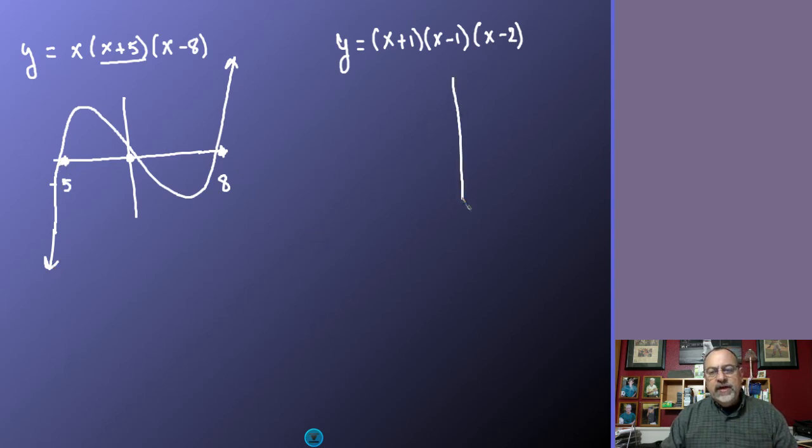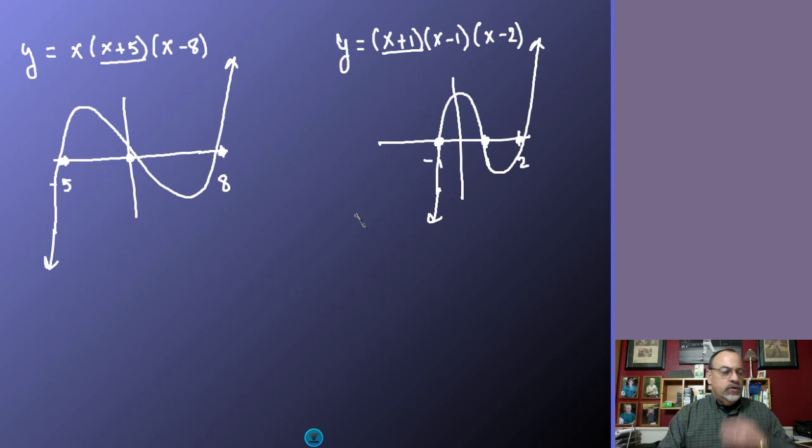And then over here we have our last one. So what makes this 0? That would be a negative 1, so that's a 0. A positive 1, so that's a 0. And a positive 2, that's a 0. And again, there's 3 of them. It's a cubic, so it's going to look like this. Okay, so knowing the linear factors gives us the ability to make a quick sketch of these.